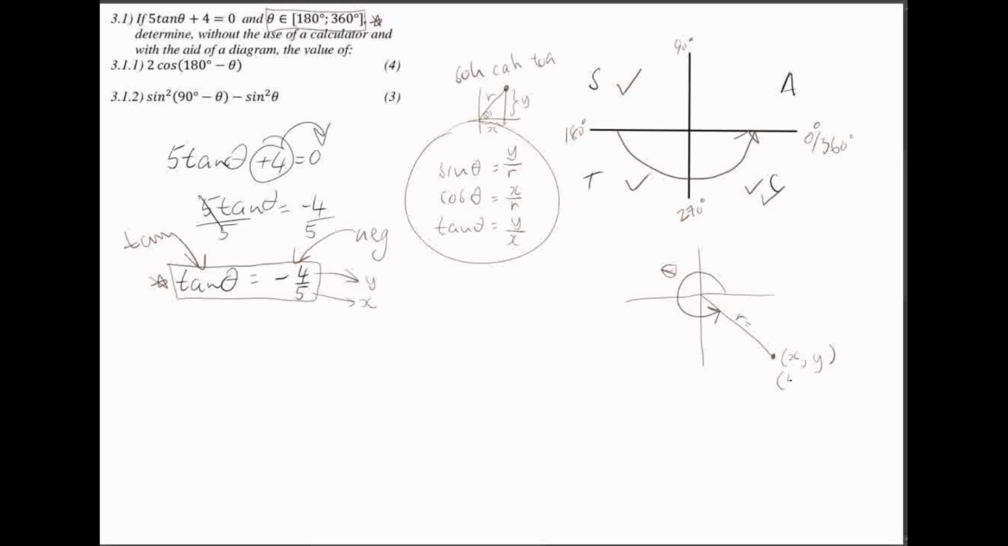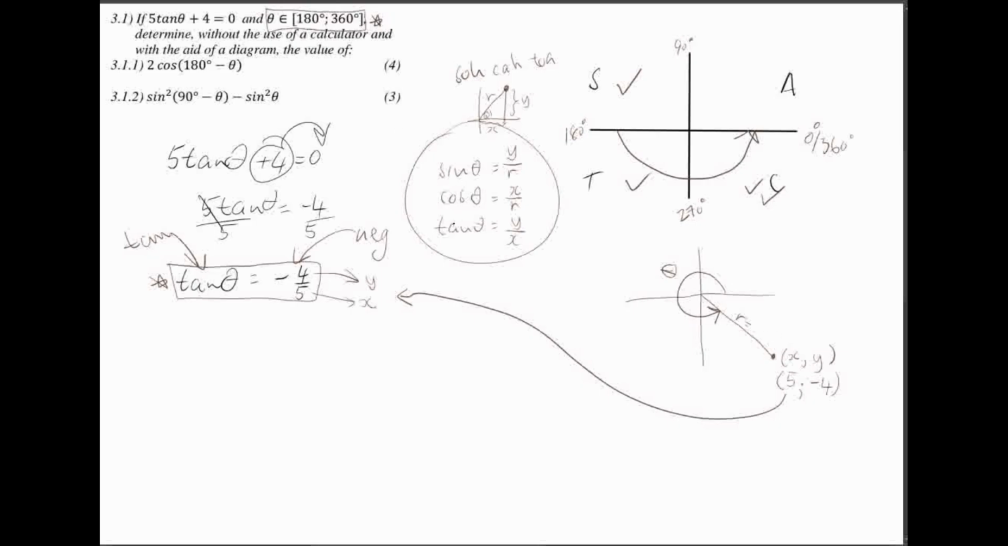It's going to be a 5. How do I know this? I took this from here. My y value is going to have to be negative 4. So when I saw this negative, I knew one of them had to be negative because of the quadrant. That helped me decide which one is negative.